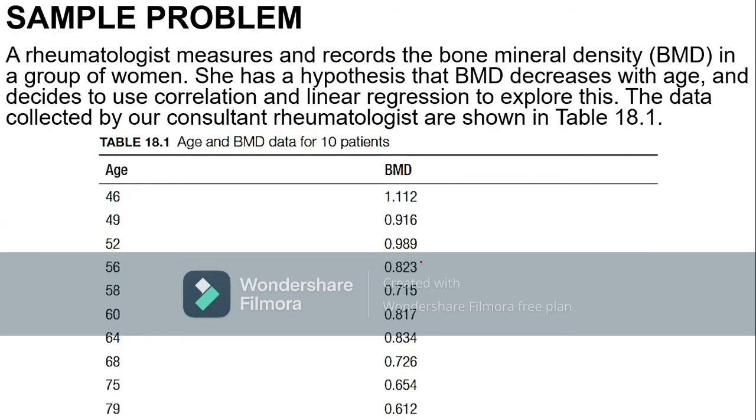So in this sample problem, a rheumatologist measures and records the bone mineral density in a group of women. She has a hypothesis that the BMD decreases with age. Here, she assumes that there is a correlation between age and BMD, and decides to use correlation and linear regression to explore this. In this table, the age and the BMD measures are given.